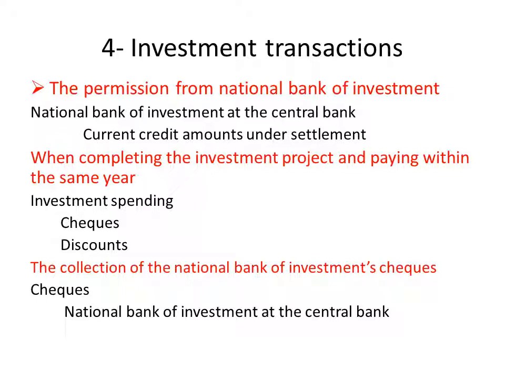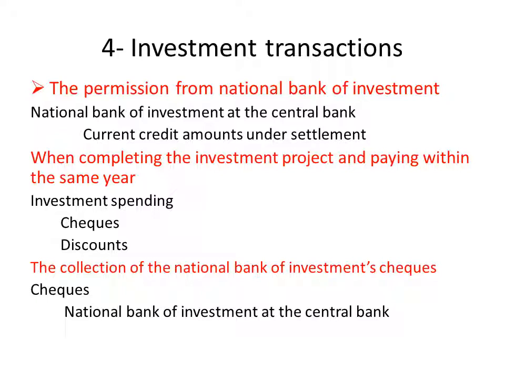Accounting for investment transactions. When taking the permission from the National Bank of Investment to specify the fund in the account of the governmental entity, the entry would be National Bank of Investment and Central Bank, and on the credit side current credit amount under settlement. And when completing the investment project and paying within the same year, the required entry is investment spending, and on the credit side checks and discount.